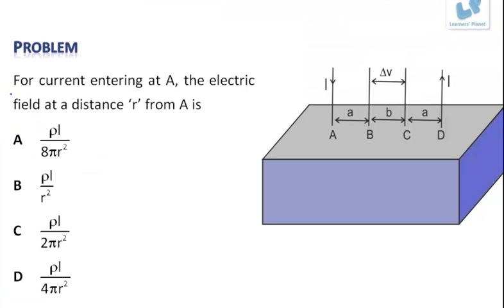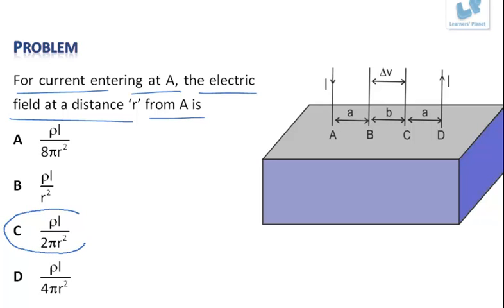Now the next question based on the above passage is, for current entering at A, the electric field at a distance r from A is, this we had just calculated, the value is rho I upon 2 pi r square.